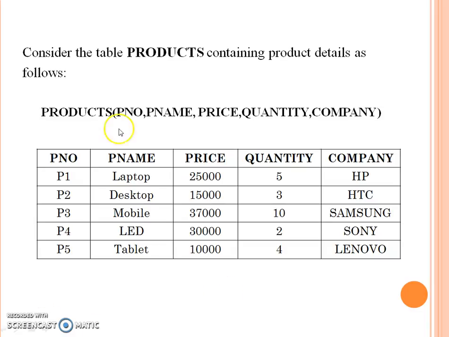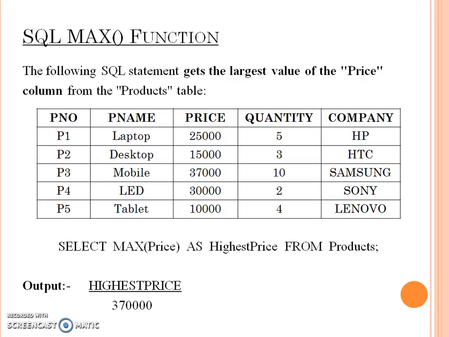Okay. Now, for the study of the various aggregate functions, I will be considering the products table that is going to contain the details of product as follows: product number, product name, price, quantity, and company. Suppose we have inserted 5 records in this table. Now let us consider the study of various aggregate functions starting from the max.